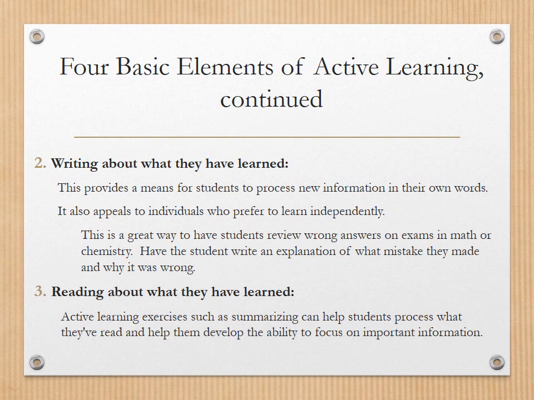Number 3, reading about what they've learned. Active learning exercises such as summarizing can help students process what they've read and help them develop the ability to focus on important information. So when we look at reading, it's not just the act of reading. Reading is, for some people, a very passive activity. But people can learn to read by writing marginalia notes, by annotating information. Get rid of that highlighter, that's a mess. Actually having them interact with the text on the page is going to change the way they're interacting with the concept of reading.